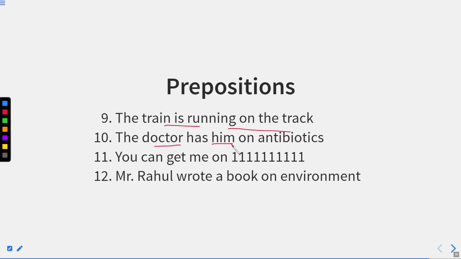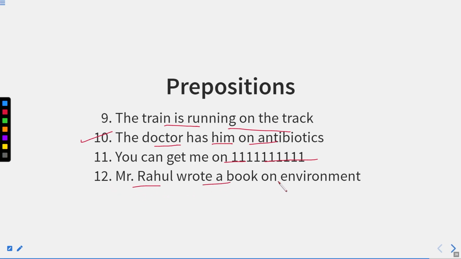The doctor has him on antibiotics. Now this sentence is again very important. If the doctor or anyone keeps the patient on antibiotics, or if a person is living on some kind of edible, for example, on food, on medicine, we can use the preposition on. You can get me on 11111. Now this is my phone number through which you can contact me. So you can get me on means you can contact me on this phone number.